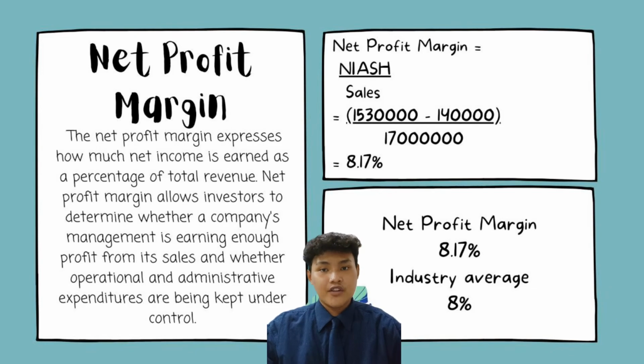Thirdly, the purpose is net profit margin. The net profit margin expresses how much net income is earned as a percentage of the total revenue. For the formula, net profit margin is net income available to common stockholders divided by sales, and we got 8.70%.